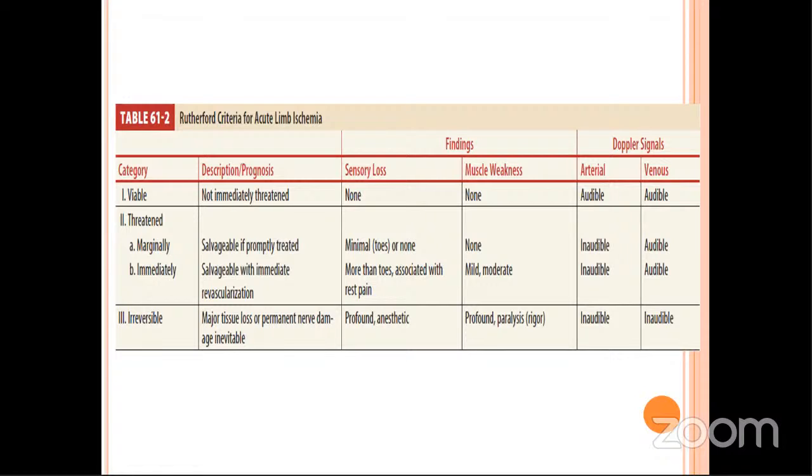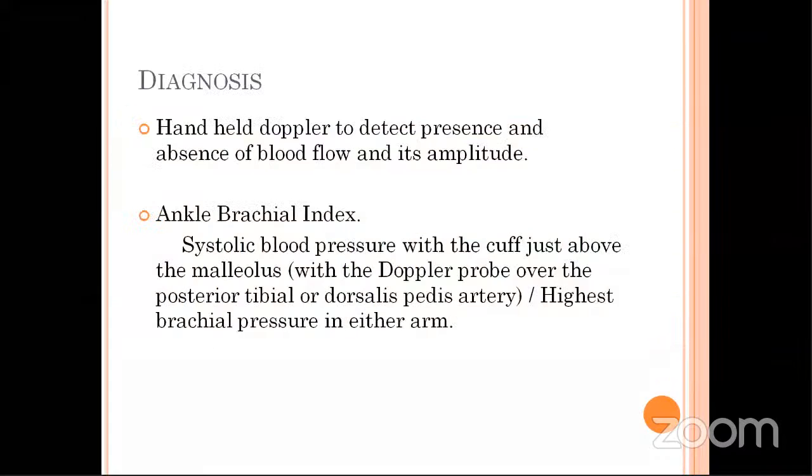And if the sensory loss is present in more than toes, associated with rest pain, and there is mild to moderate muscle weakness, it is salvageable with immediate revascularization. So it is considered to be the immediately threatened category. If the arterial and venous signals are inaudible and there is profound sensory loss and profound muscle weakness, it comes under major tissue loss or permanent damage, and it is category 3 or irreversible limb ischemia.